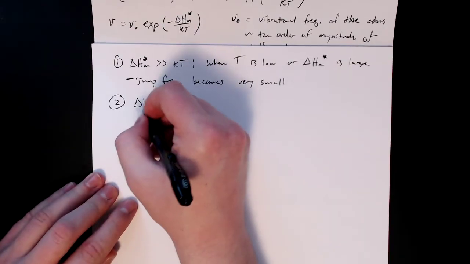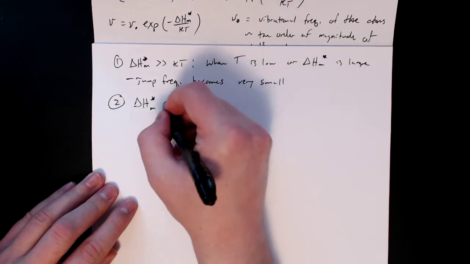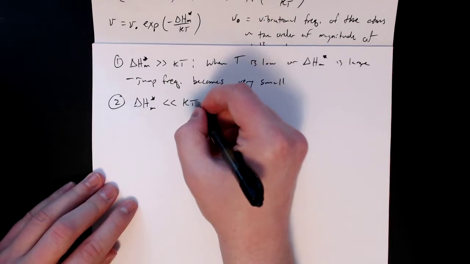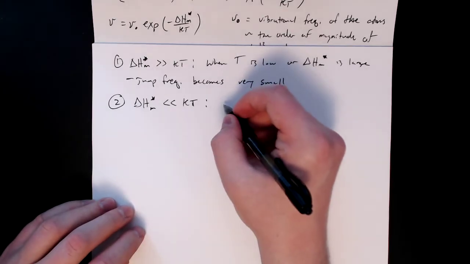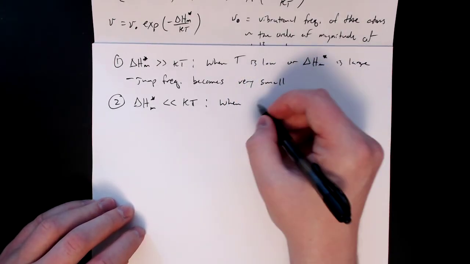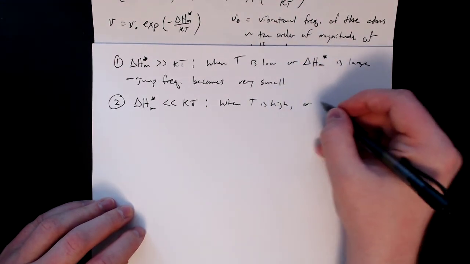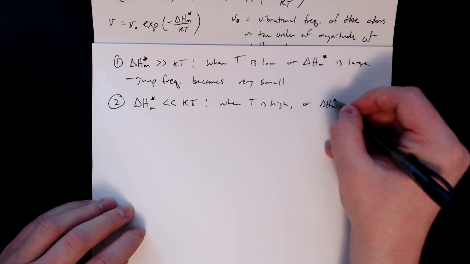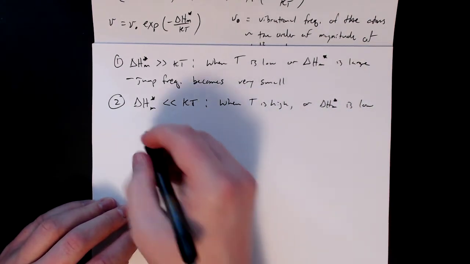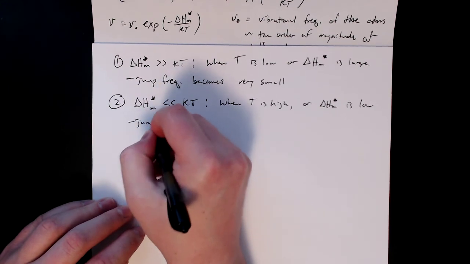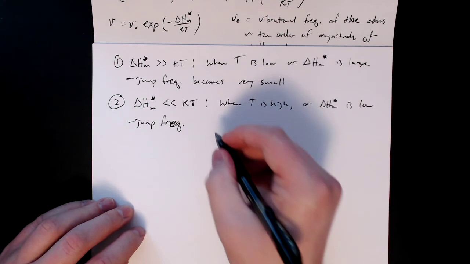However, if the opposite is true, if our activation energy is smaller than the temperature term, this could happen in one of two ways. Either the temperature is high, or delta Hm star is low, right? Then the jump frequency becomes much larger.